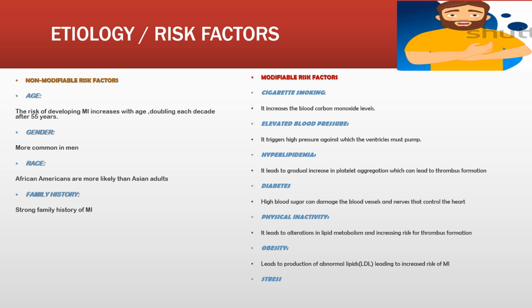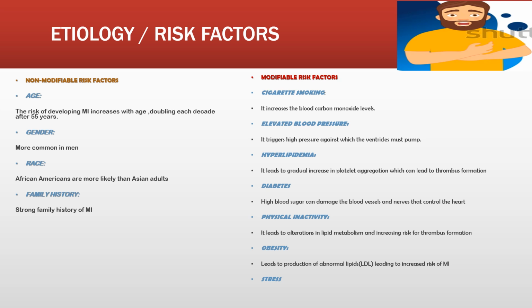Race: we see that African Americans are more likely than Asian adults. What do we mean by that? African Americans, because of their diet and their racial characteristics, are more likely to have cardiac issues than Asian adults. And among Asian adults, we have Indians and Filipinos; we are ranging a bit on the higher side. Family history: if you have a strong family history, that is something you cannot change. If you have someone who's had an MI and has died because of the MI, you are more at risk of developing it.